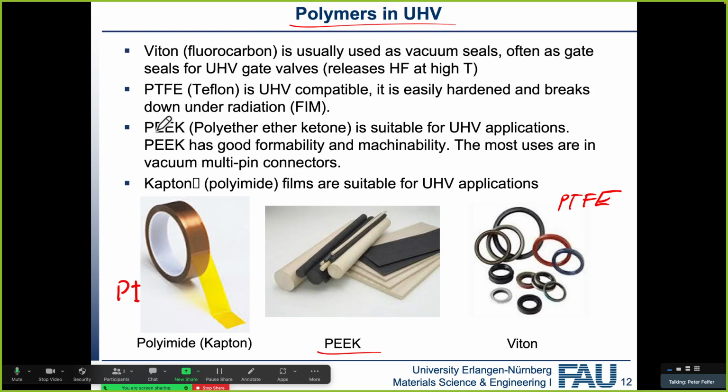What we use a lot is either polyether ketone or polyimide. Polyimide you might know as Kapton. This is typically these sort of yellowish, brownish films. And they are both suitable. PEK is good for mobility and machinability, and it's very widely used in UHV components. And it's a relatively expensive polymer, but for the amounts that we need, it's not super expensive. Polyimide is also very well suitable, but polyimide is extremely expensive.